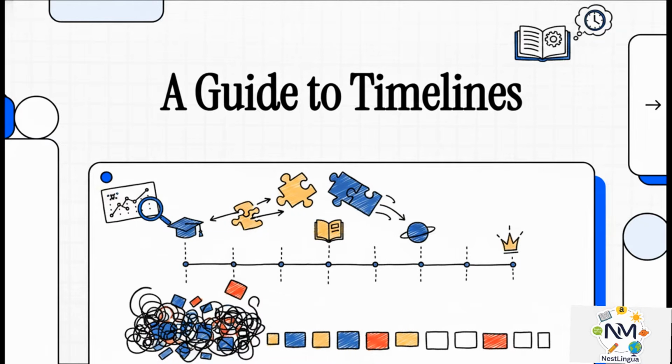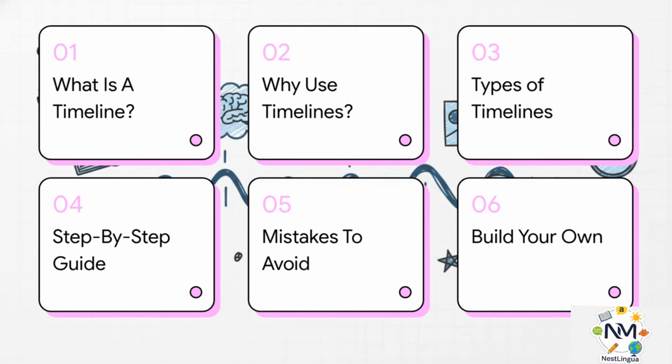Timelines really are the ultimate secret weapon for students. They take the absolute chaos of a life story or a complicated historical era and turn it into a neat, easy-to-read map. All right, let's look at our roadmap for today.